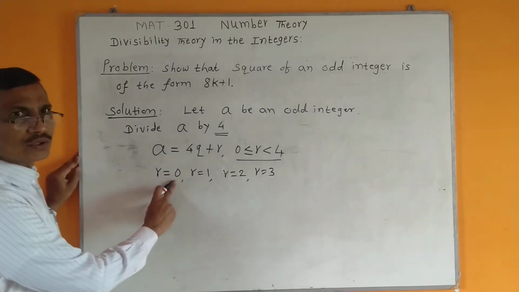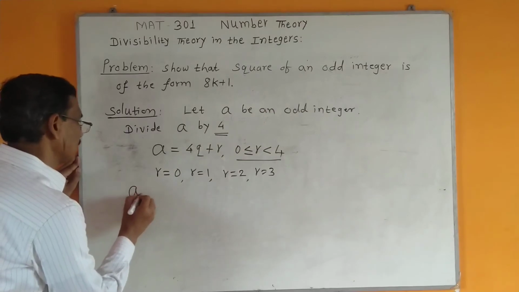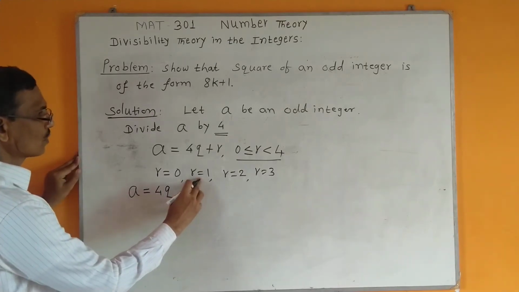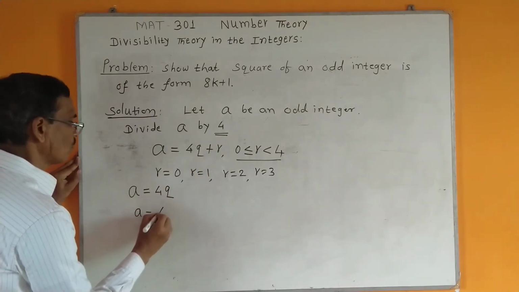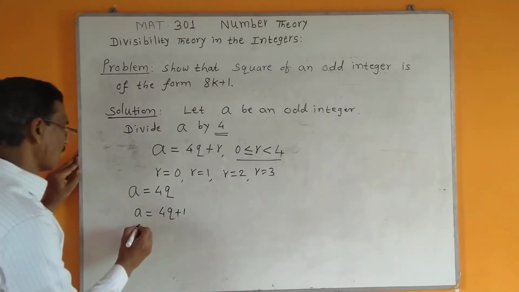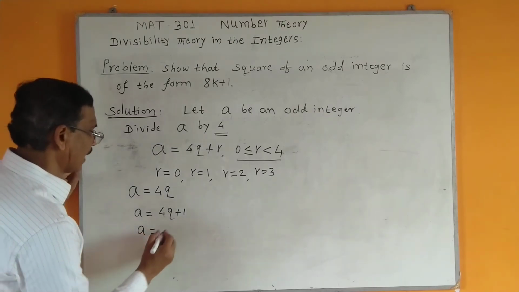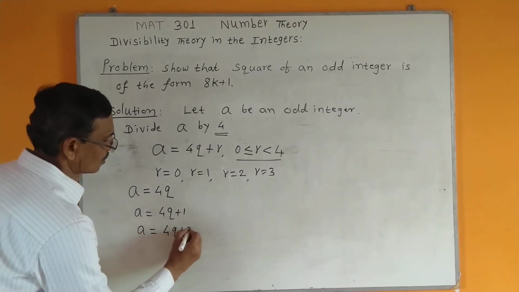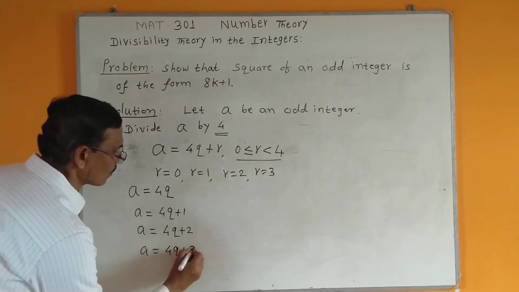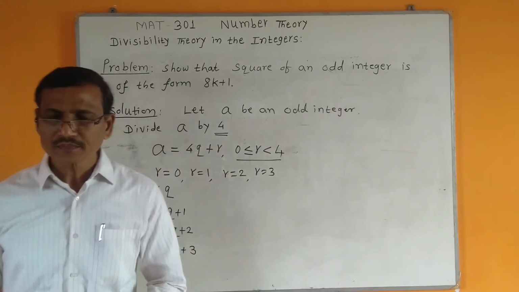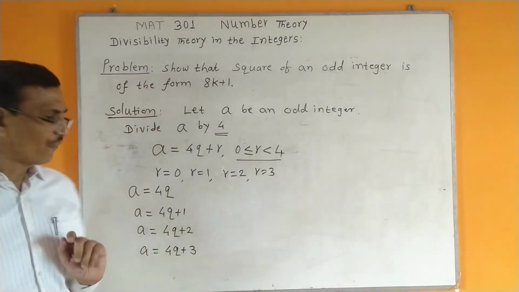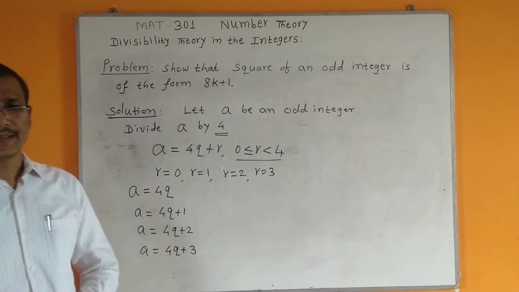If we consider r is equals to 0, we get a is equals to 4q. If we consider r is equals to 1, a is equals to 4q plus 1. And if you consider r is equals to 2, we get a is equals to 4q plus 2. And finally, a is equals to 4q plus 3. That means for these 4 values of r, we get 4 different values of a.